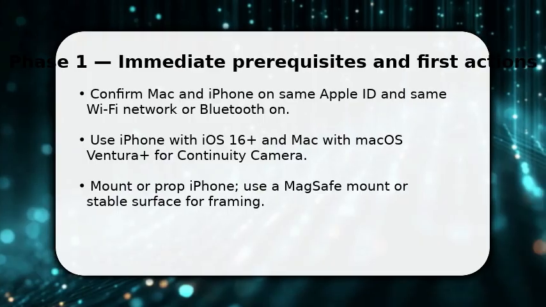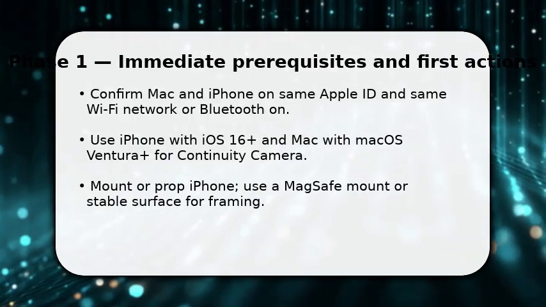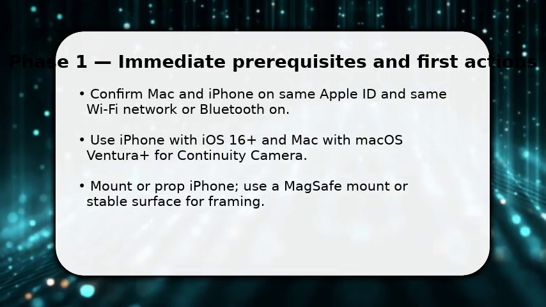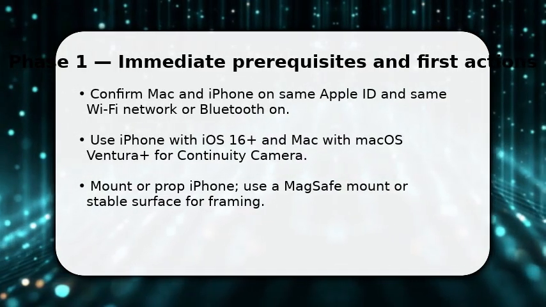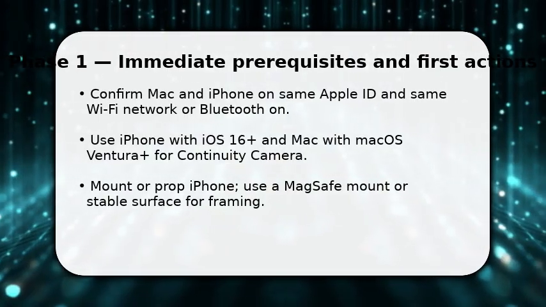You want a stable mount so the framing stays steady. On the Mac, open FaceTime now and be ready to change the camera source. This initial pairing is why the devices recognize each other. It creates the private link FaceTime needs to treat the iPhone as a webcam.